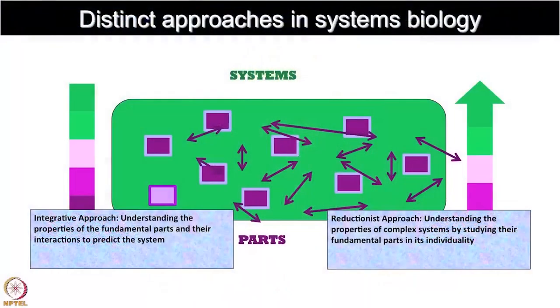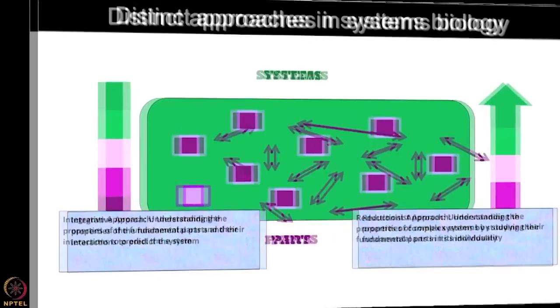There could be different ways of looking at systems biology approaches. One is the reductionist approach, which is understanding the properties of complex systems by studying their fundamental parts in their individuality, or it can be the integrative approach where we want to understand the properties of the fundamental parts and their interactions to predict the system. What is the systems biology triangle?